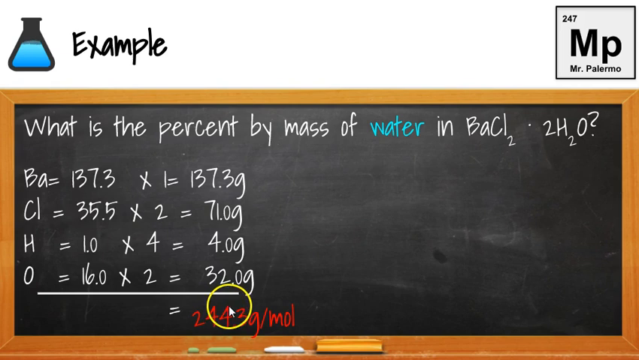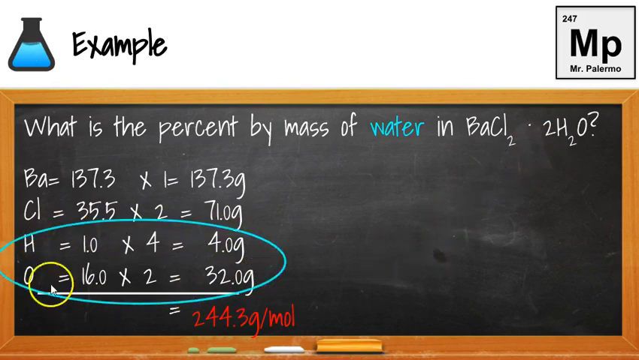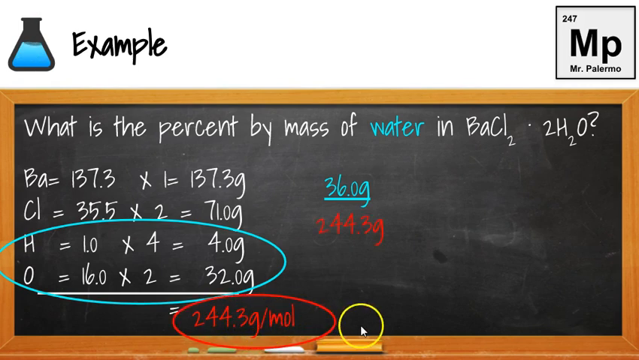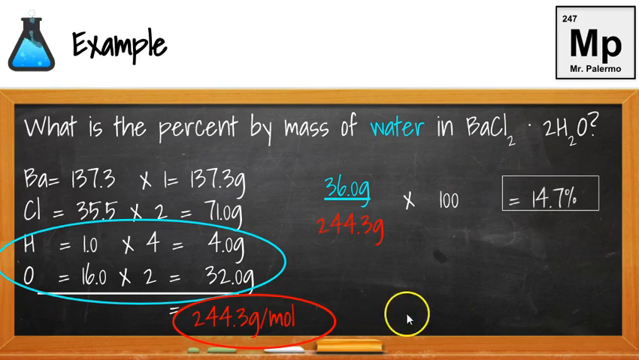And now I start plugging into my formula. The mass of the part is the mass of the water that they're looking for, these 2 water molecules. So water is H2O, so I'm getting that from the hydrogens and oxygens. And so when I add those together, I get 36 grams. 32 and 4 gives me 36. That's the mass of my part. The mass of the whole thing on the bottom is going to be the gram formula mass, which is 244.3 grams per mole times 100, and I get an answer of 14.7%. So the mass of the water, the 2 water molecules, is 14.7% of the mass of the entire hydrated crystal.